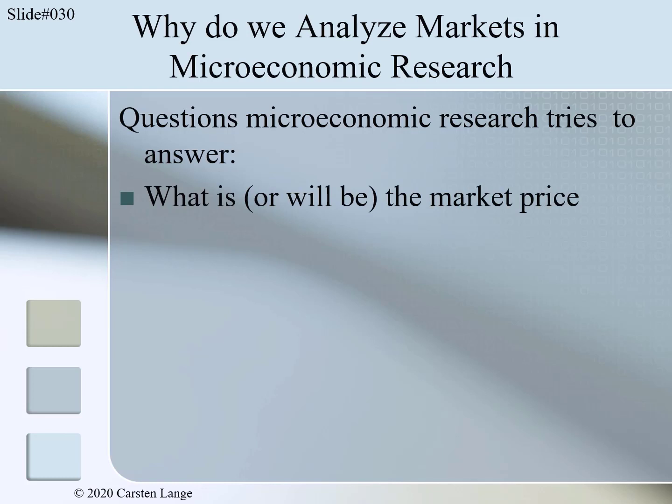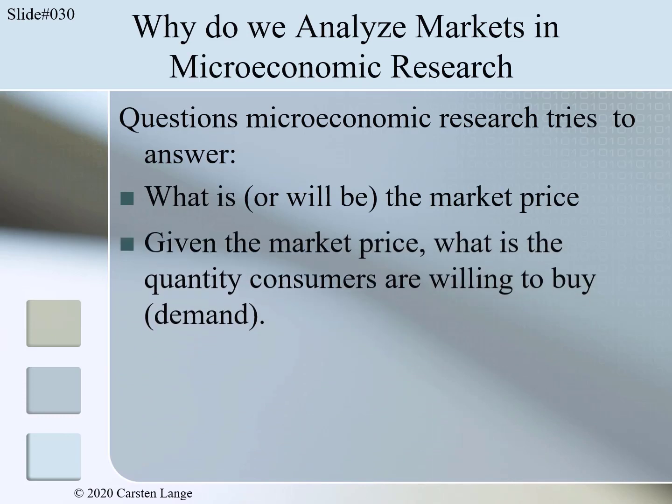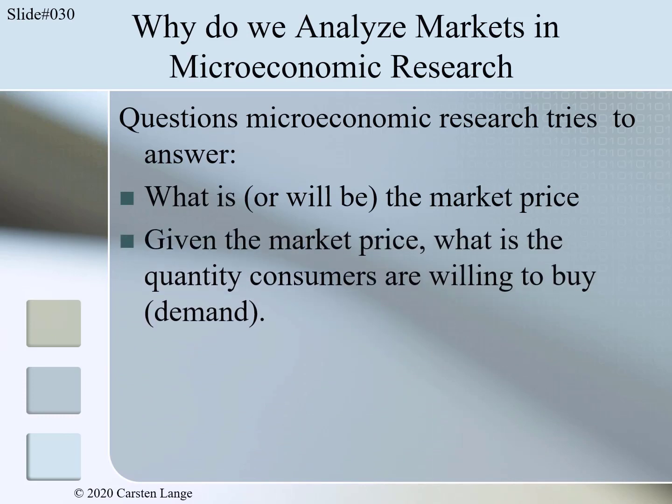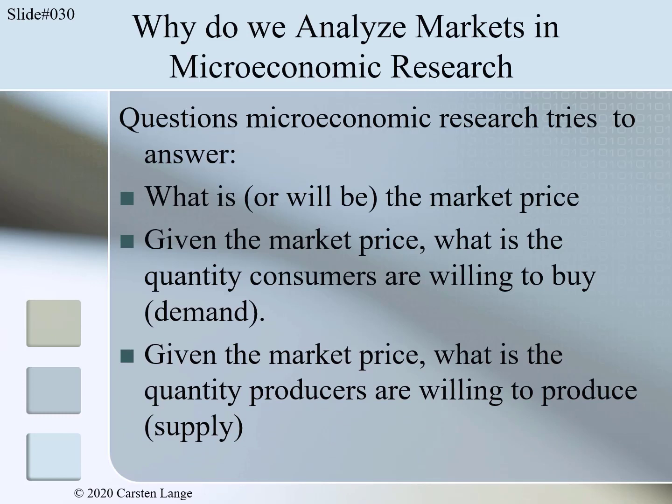Examples are prices for houses, the price for gas, or prices for stocks and bonds. If economists know the market price, they might be interested in answering one of the following questions. What is the quantity consumers are willing to buy for this market price? We will call this later demand. What is the quantity producers are willing to produce? This is what we later will call supply.